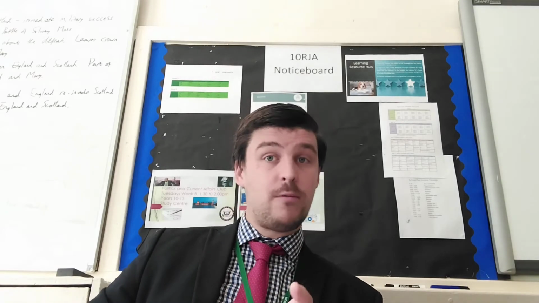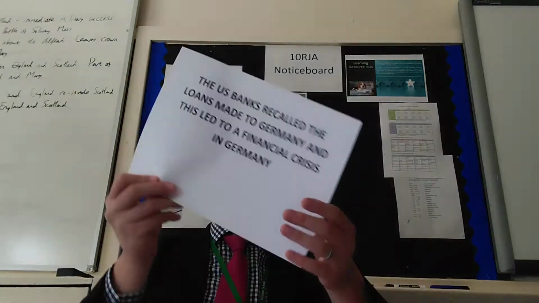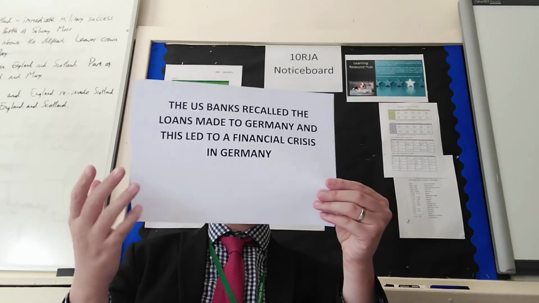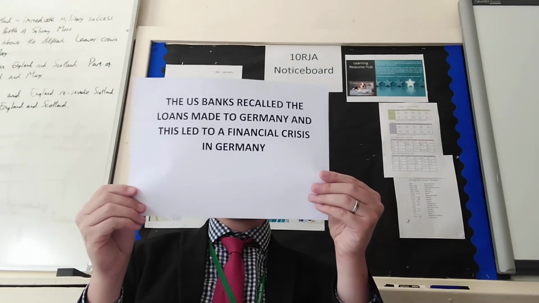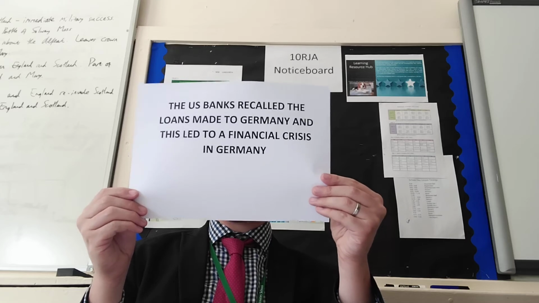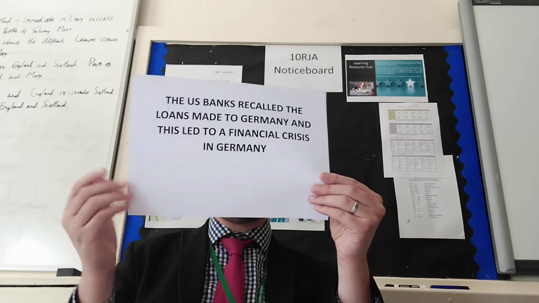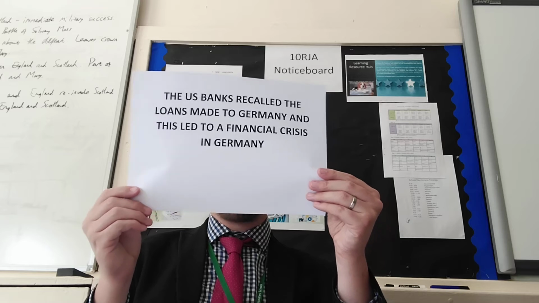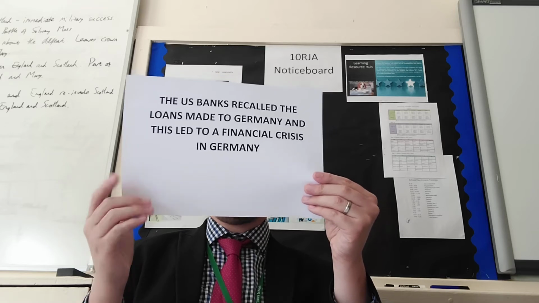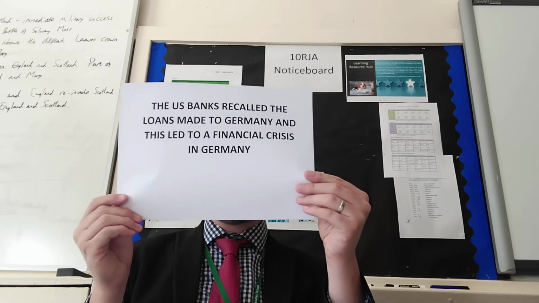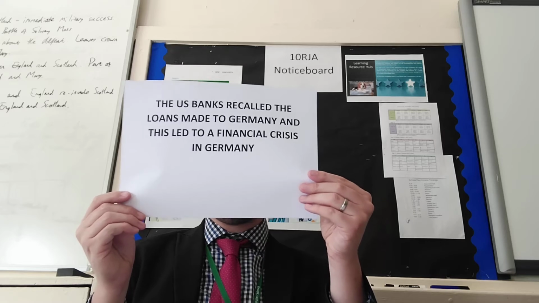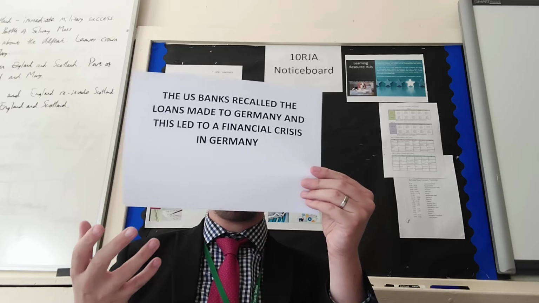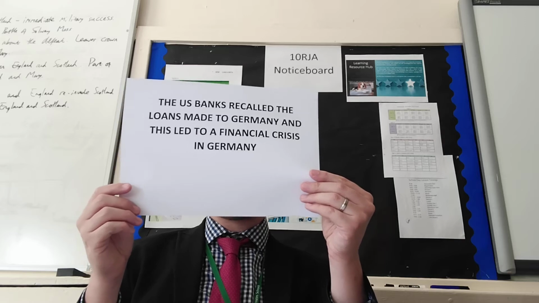So the key thing for Germany, from a German perspective, was the US banks, because the economy had taken a hit, recalled the loans it had made to Germany as part of the Dawes Plan. If you remember that, again, there's videos on that already. So as part of the Dawes Plan, America had loaned a lot of money to Germany, to German banks and German industry, and they recalled this money, and this led to a financial crisis in Germany.